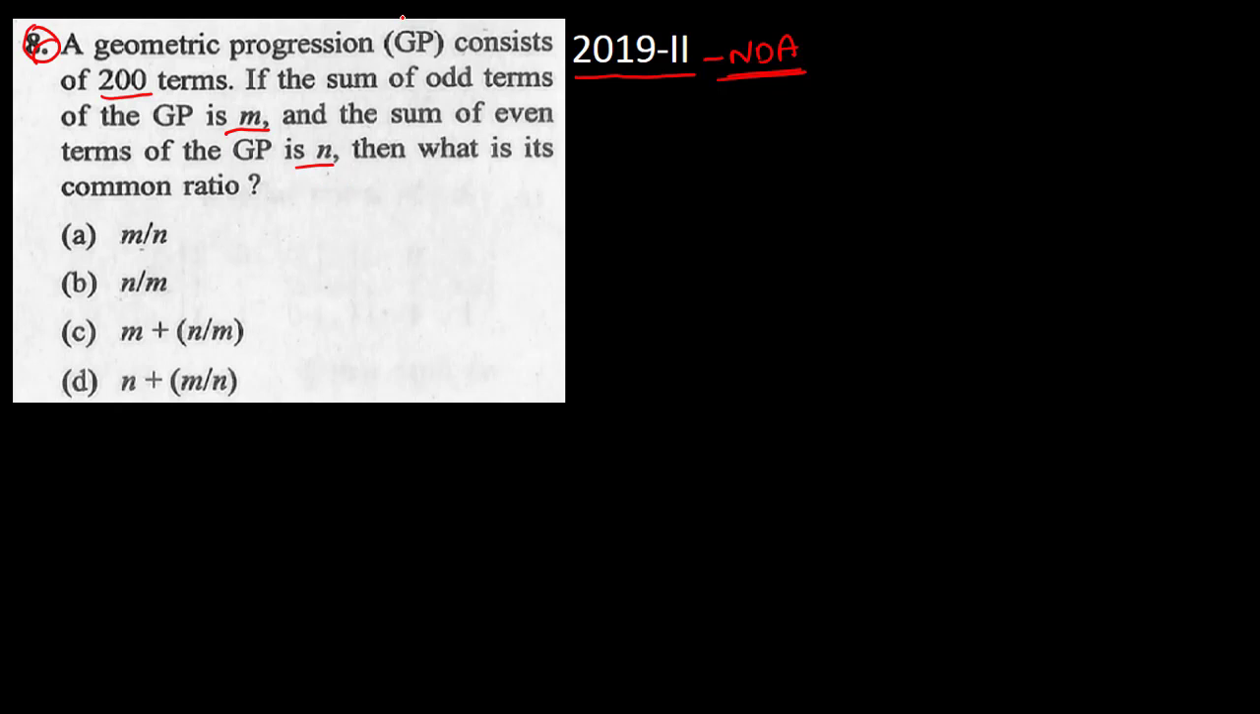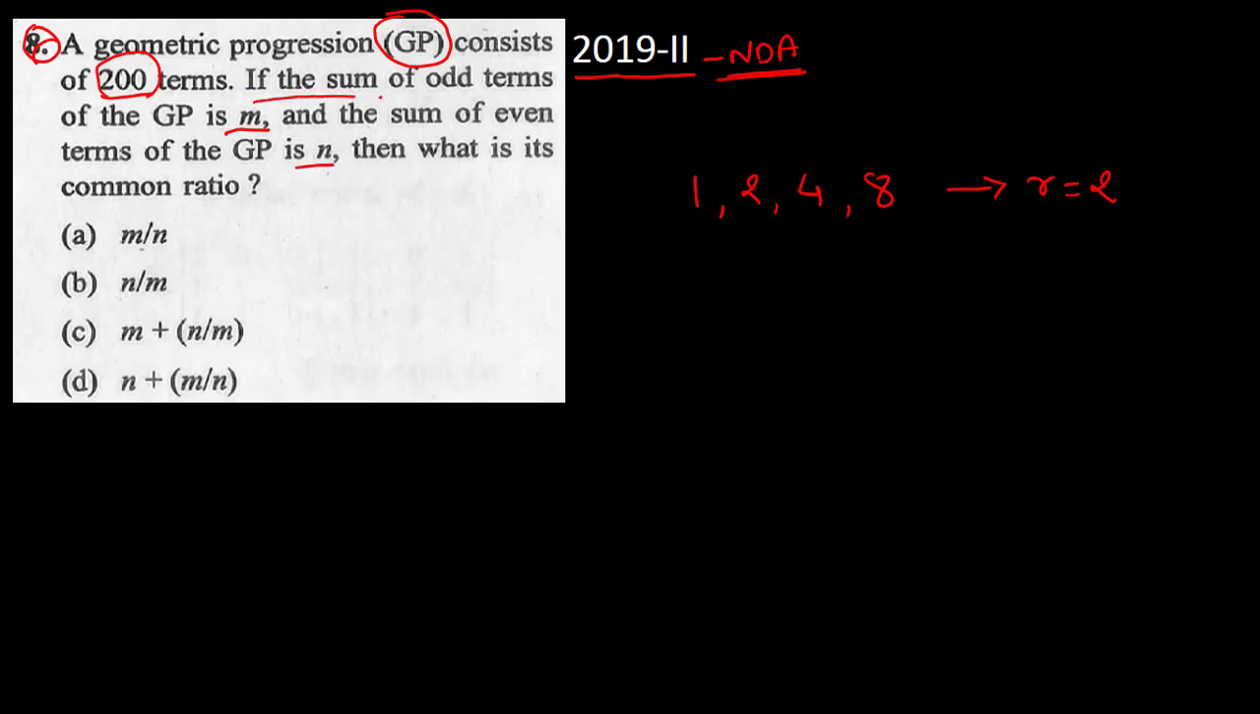See here, a GP is asked. So let's take one simple GP: 1, 2, 4 and 8. So this is a GP in which the ratio r is 2. They have asked about 200 terms, but don't go for the 200 terms. These 4 terms are more than sufficient.